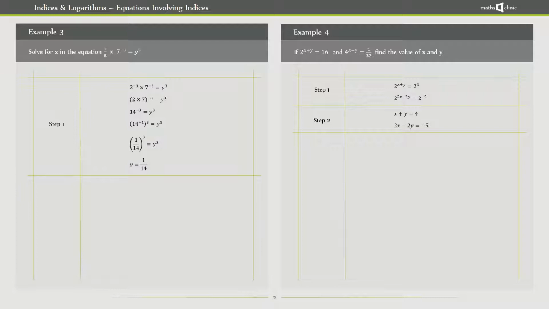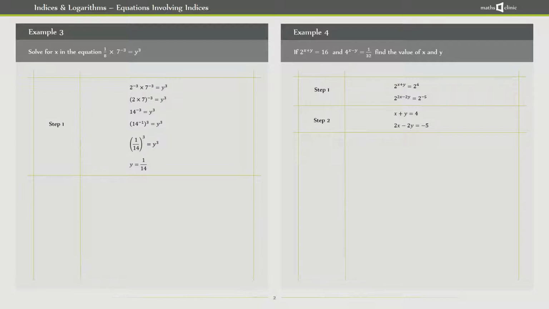Okay, the elimination method. To solve this using the elimination method, we have two equations, equation 1 and equation 2. Equation 1 is x plus y equals 4, and equation 2 is 2x minus 2y equals minus 5. Now, the first thing I'm going to do is select a variable, either x or y. I'm going to choose a variable to work with.